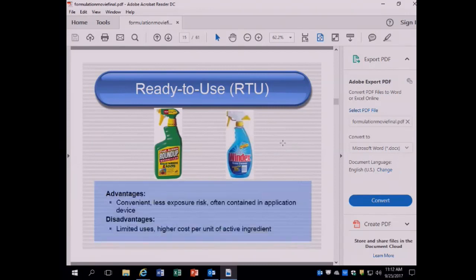Advantages are convenient, less exposure risk, often contained in an application device. Disadvantages, limited uses, extremely high costs per unit of active ingredient. Tyler mentioned the Roundup. A quart ready-to-use dispenser of Roundup is probably going to cost you, I don't know, $5 or $6 for a quart of material.